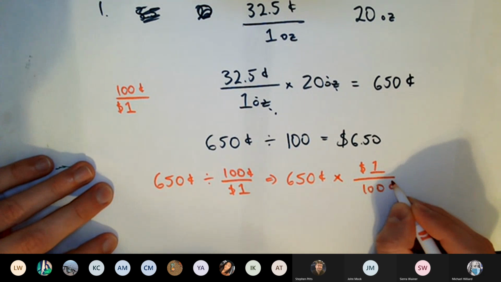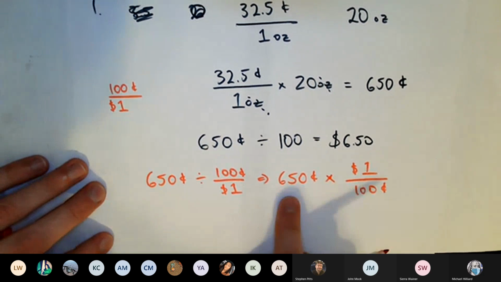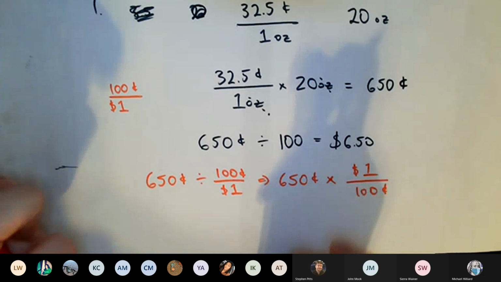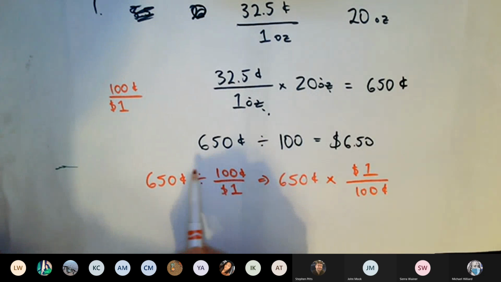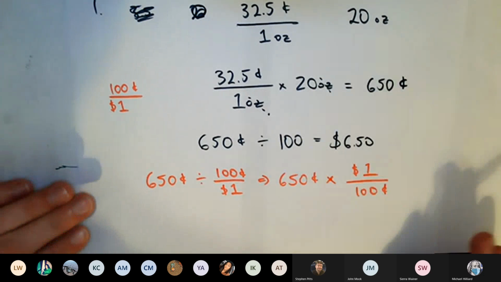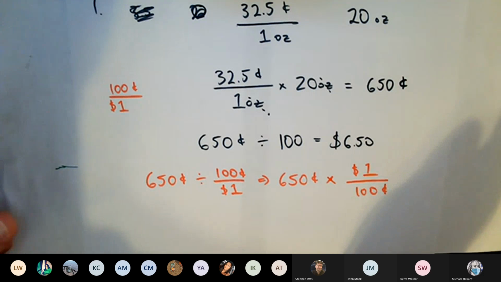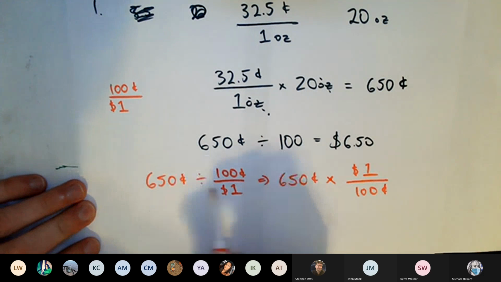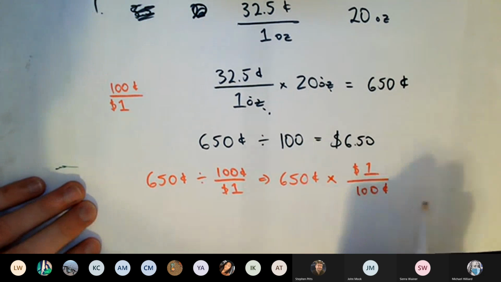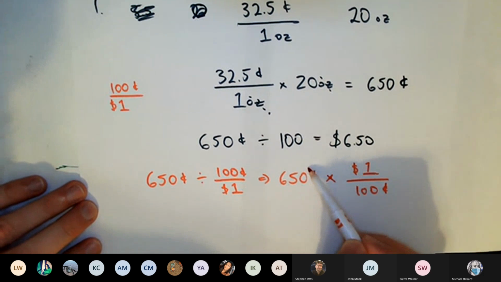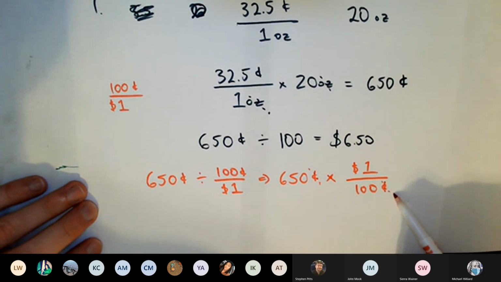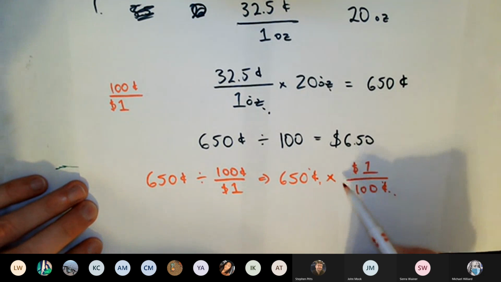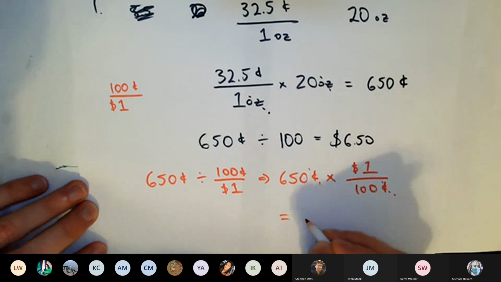So you still end up with 100 in the denominator. Like you're still dividing by 100. You're still going to scoot the decimal point twice to the left and all that. You're still going to get 650, rather, 6.5, right? But you can see here, when I explicitly write it all out, that the cents cancel, and I'm just left with the unit of dollars, which is exactly what I want.